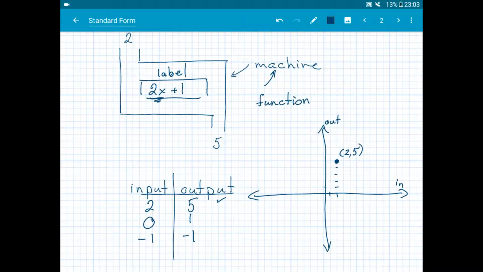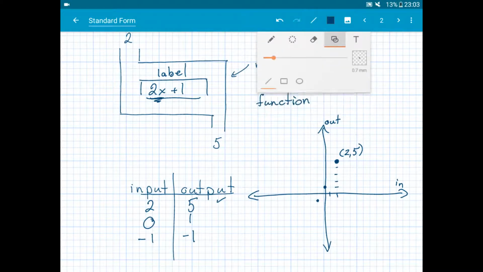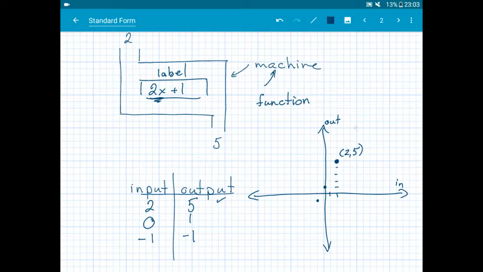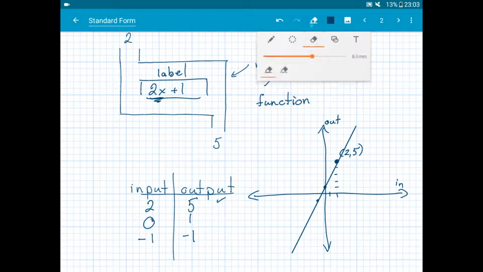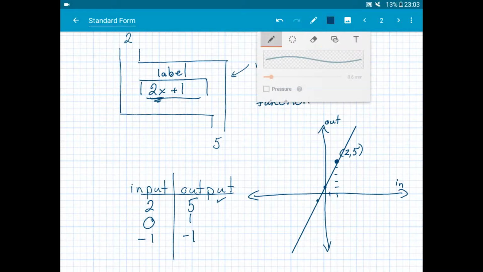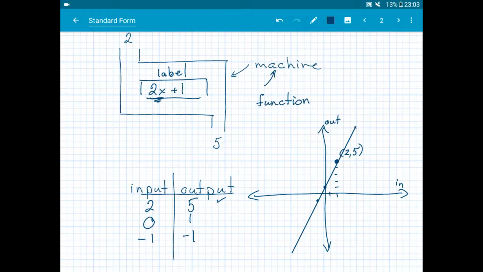So 0, 1 would be right there, and minus 1 would be that there. And so if I grab a line, I could just indicate that I could have used any input-output that falls on this line. I could use any of the inputs, and it would give me the corresponding outputs. So, okay, this would continue forever. So now I could pick them off.